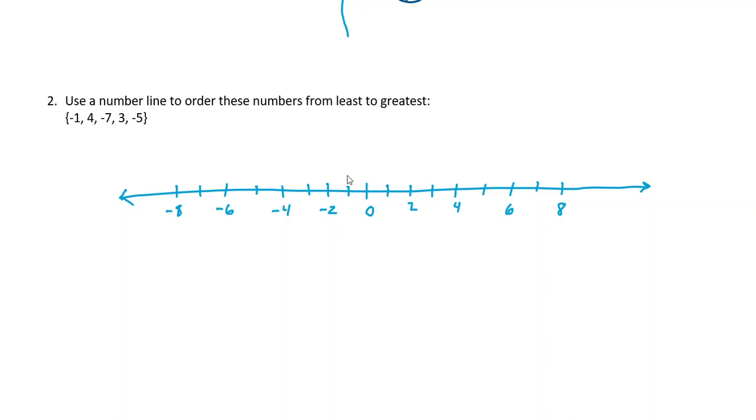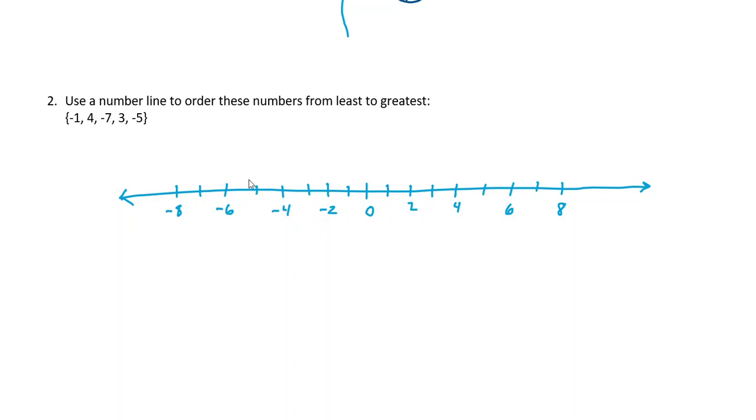So this first hash mark is 1 over from 0, which is 1. And then another 1 over from there is 2. And another 1 over from there is 3, and so on. And the same units apply going down, in the negative direction. That's -1, -2, -3. Okay, so that's the important key. You have to have these little hash marks that show you the exact same distance.